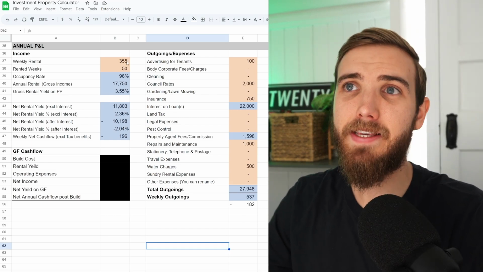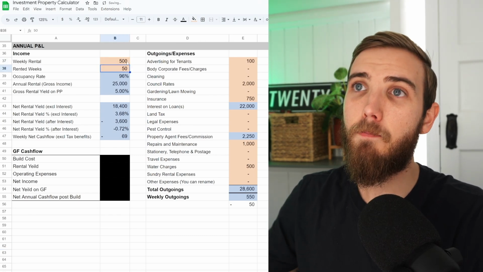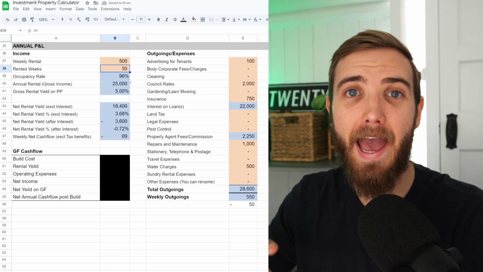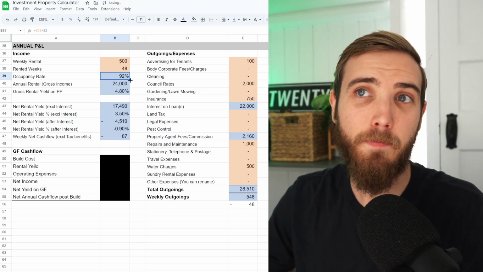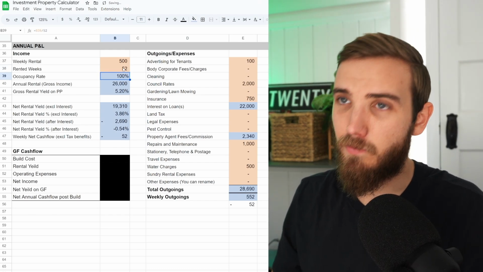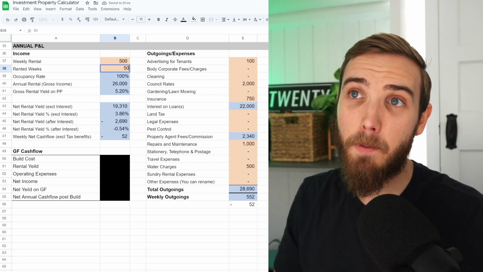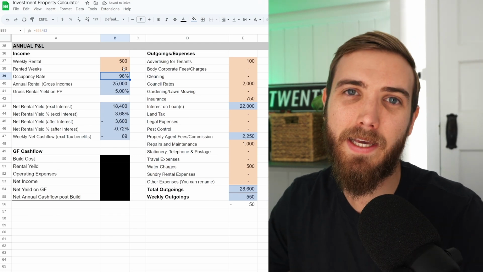So let's just say in this example, you bought a property and it's going to rent for $500 per week. You'll punch in $500 and we're going to say that the property is rented for 50 out of 52 weeks. You could say it's rented for 48, which would be a 92% occupancy rate. You could say it was rented for 52 weeks, which would be a 100% occupancy rate. But for me and for my portfolio, I like using 50 weeks of the year. So it's vacant 2 weeks every year.